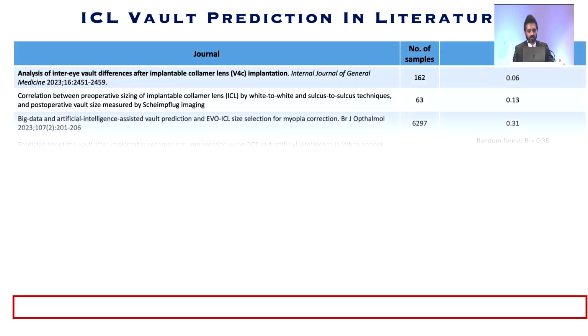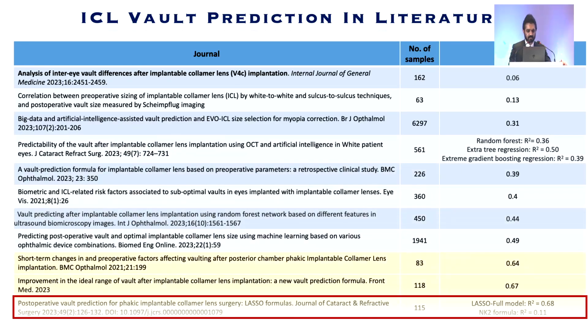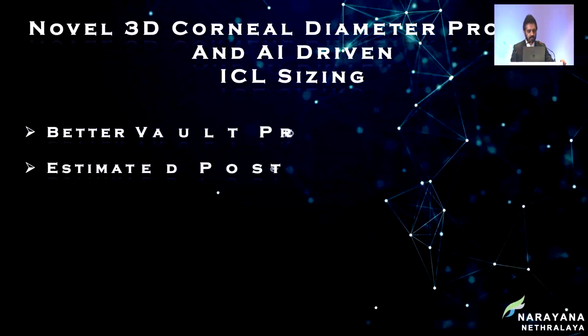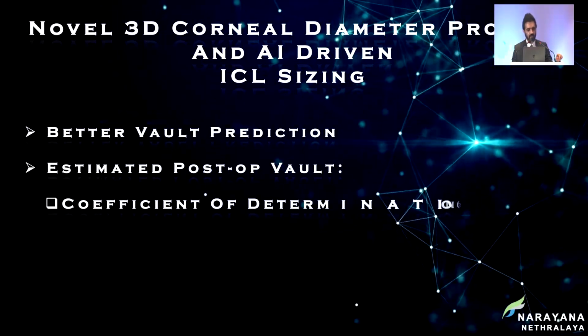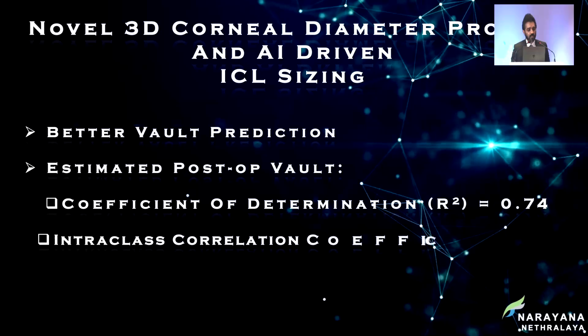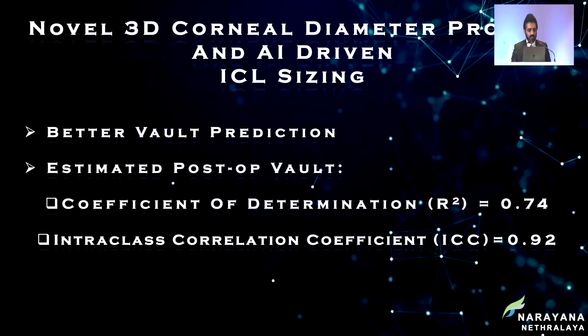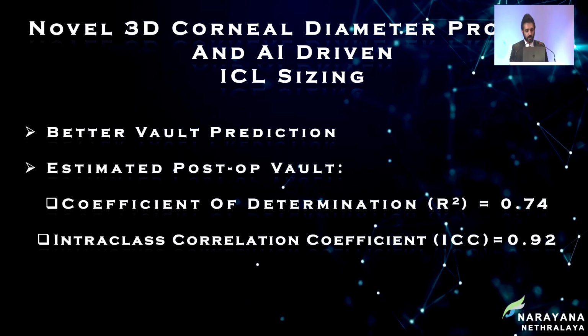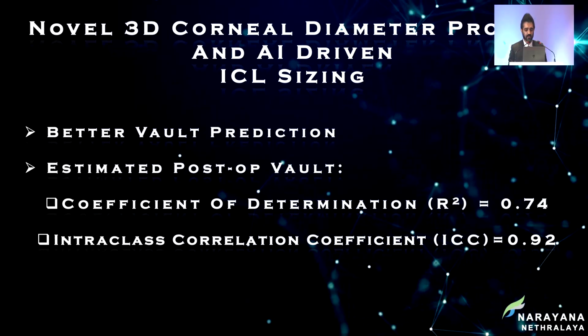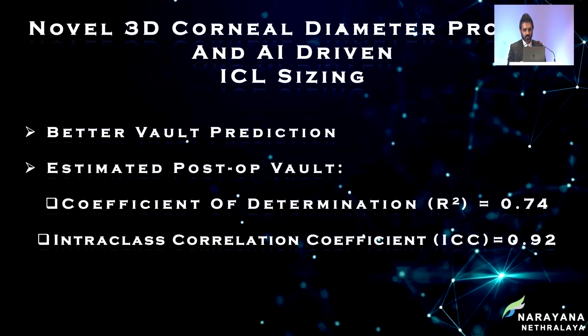Now let's look at the R-square of every other formula, which can range from 0.13 to 0.4, and the LASSO being 0.68. Our formula is performing even better than this. So basically, with the novel 3D corneal diameter profile and the AI-driven ICL sizing, we can predict the vault much better. And like I mentioned earlier, the coefficient of determination was 0.74, and the interclass correlation was 0.92. Thank you so much for your time.